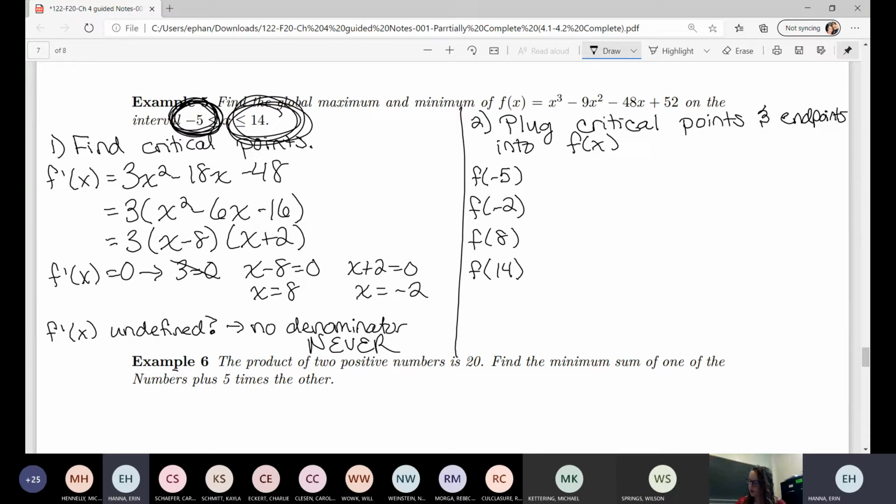One thing I'll do really quick, in case you don't know that your calculator is capable of doing this: instead of having to type all of those in multiple times, there's a couple different ways you can do it on your calculator, but I'll show you one of them.